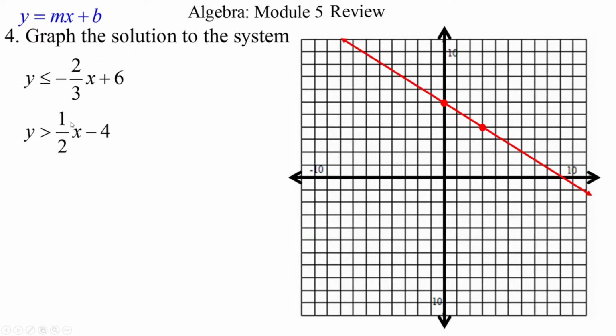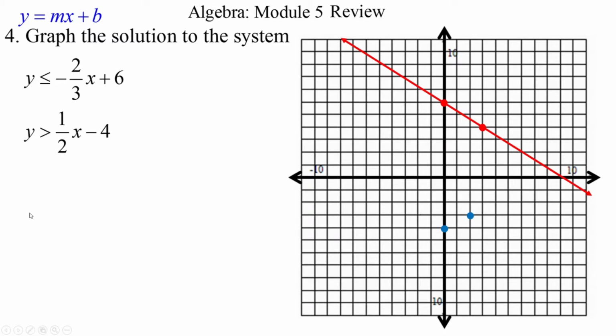Now let's do the same thing for our second inequality in the system, where I see a y-intercept of negative 4. Negative 1, negative 2, negative 3, negative 4, right there. And I see a slope of 1/2. So that means from this y-intercept, I need to rise 1, and I need to run 2. And I'll put another point right there.